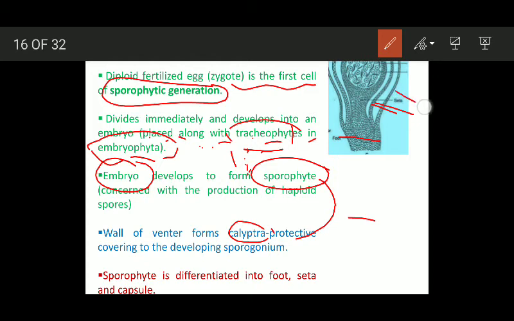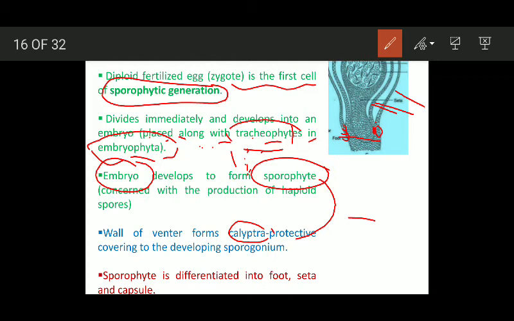In case of Marchantia, you can find another protective covering that is known as pseudoperianth, and this pseudoperianth develops from the cells of the sporophyte. Here at this point the cells of sporophyte elongate and result in the formation of a second protective covering which is known as pseudoperianth. Now the sporophyte is completely developed.